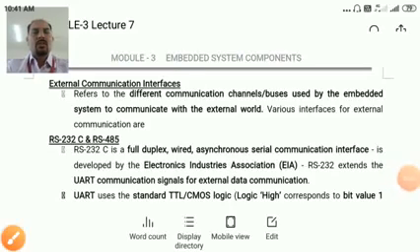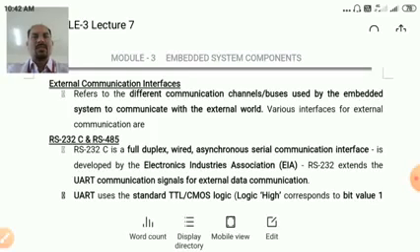Hello and welcome back to the video lecture on ARM microcontroller and embedded system. In the previous video, we started discussing communication interfaces. As I have told, there are two types of communication interface: the onboard communication interface and the external communication interface. We have already discussed the onboard communication interface and its types in the previous video. In this video, I would like to continue with the next type, that is external communication interfaces.